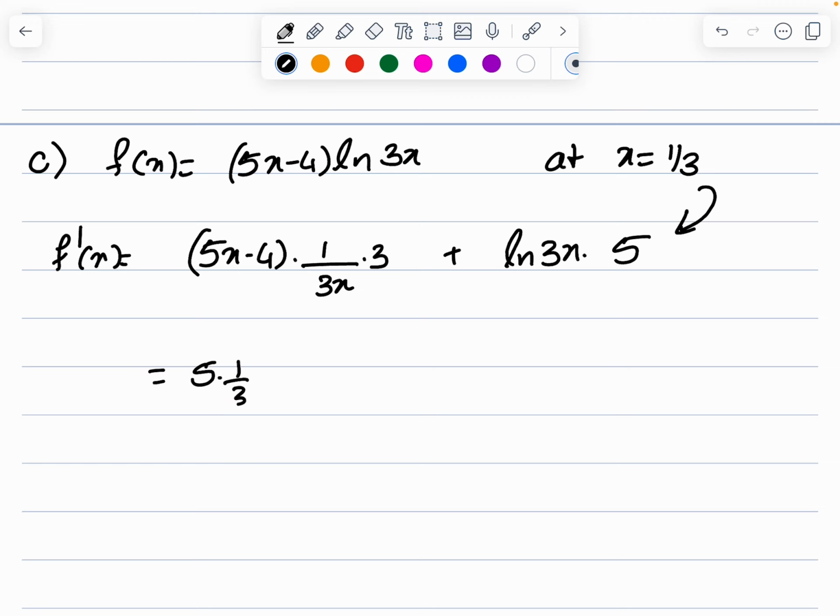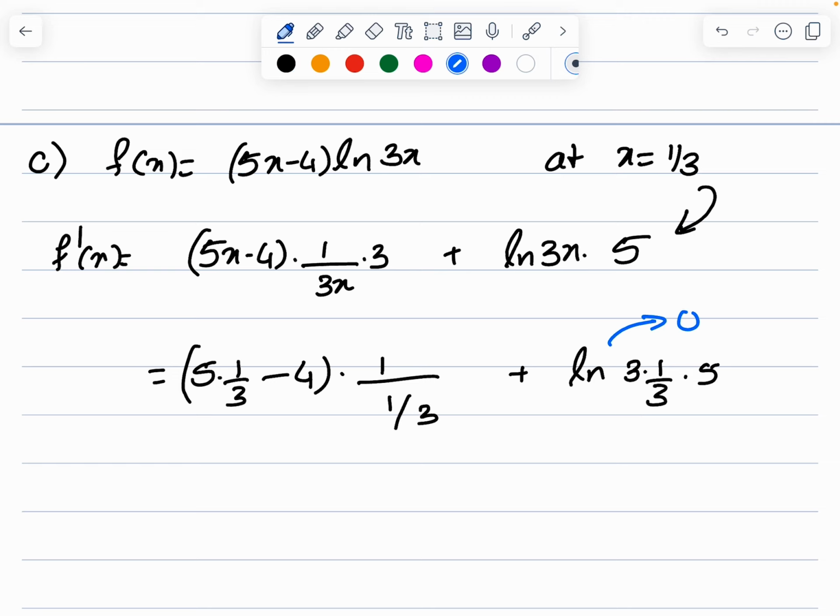5 times 1 upon 3 minus 4, then 1 upon 3 plus ln of 3 times 1 upon 3, ln 1. Ln 1 is 0, so I am left with only the first term, which is going to be nothing but, when I simplify that, 5 minus 4 is 1. Then 5 upon 3 minus 4.